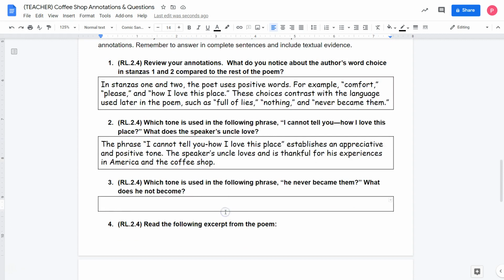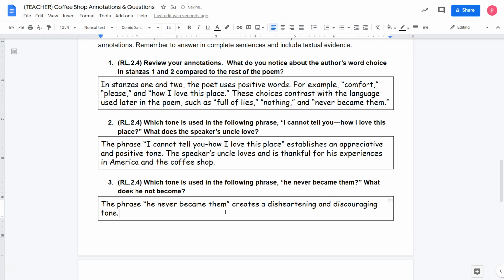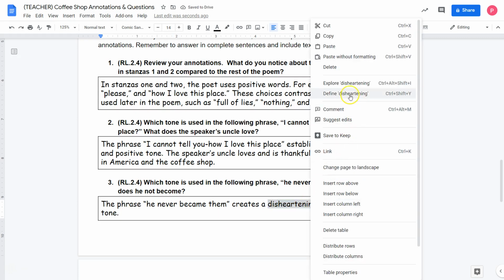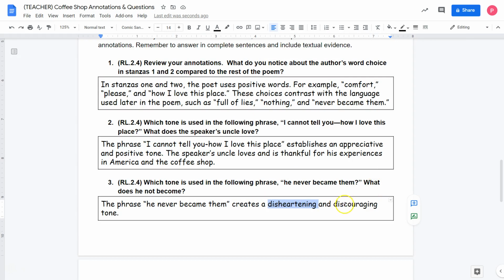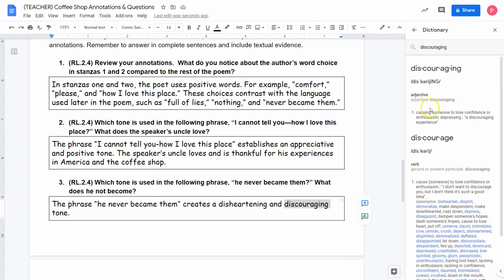Question 3. Which tone is used in the following phrase, he never became them? What does he not become? Like last time, we need to copy the phrase. The phrase, he never became them, creates a disheartening and discouraging tone. Let's look up what the word disheartening means. Disheartening means causing someone to lose determination or confidence. Discouraging means the same thing, causing someone to lose confidence or enthusiasm.